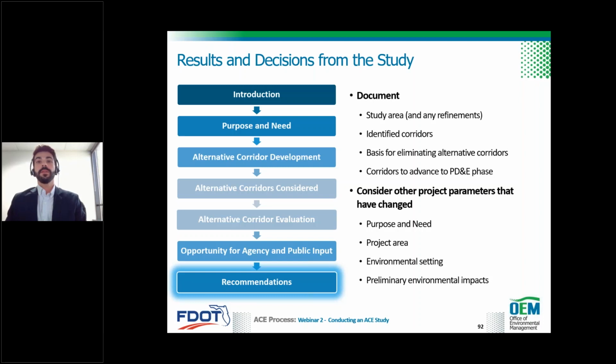If you started with a study area, what corridors were identified? Or perhaps, how was a study area identified? If you started with corridors, which corridors were eliminated? What is moving forward to the next phase, which could be the PD&E phase? There's other project parameters that could have changed as a result of the ACE study. In several cases, the purpose and need could be updated. New environmental features could have been discovered.